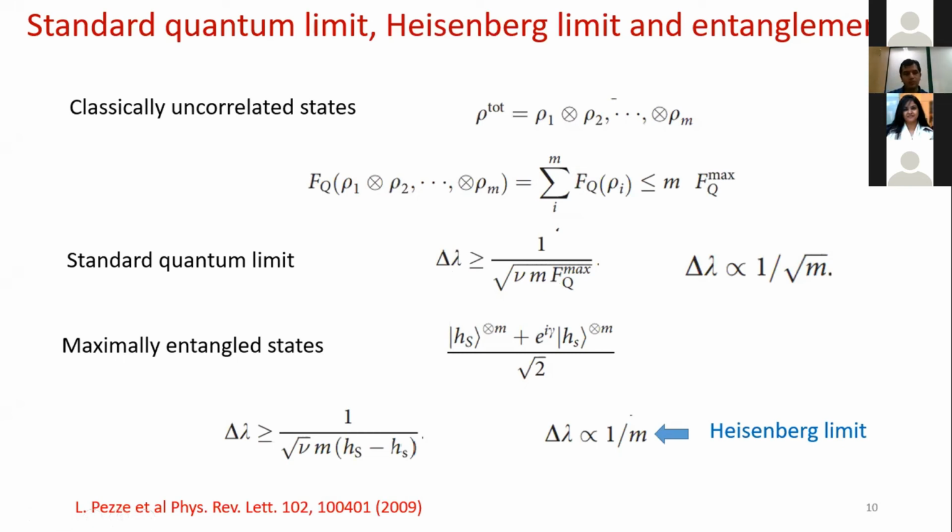Since F_Q max is a constant for a given system, this Fisher bound comes out to be 1 over the square root of the number of probes of the system. This is what we call the standard quantum mechanical limit. This is the ultimate limit that we can achieve by using classically uncorrelated systems. So the aim or dream is how we can beat this limit that is imposed by the laws of nature.